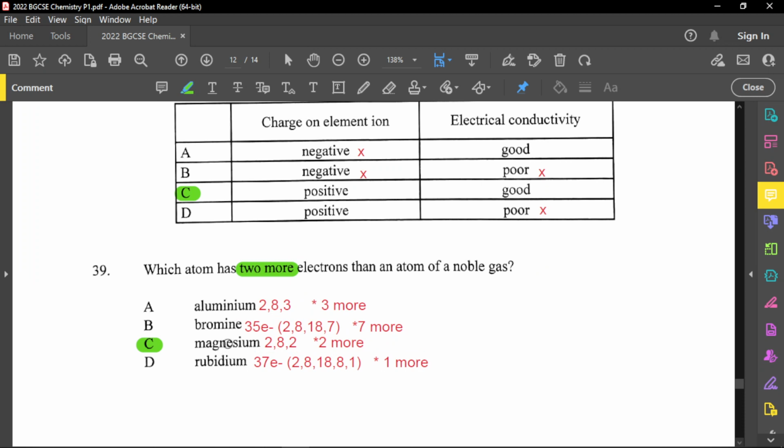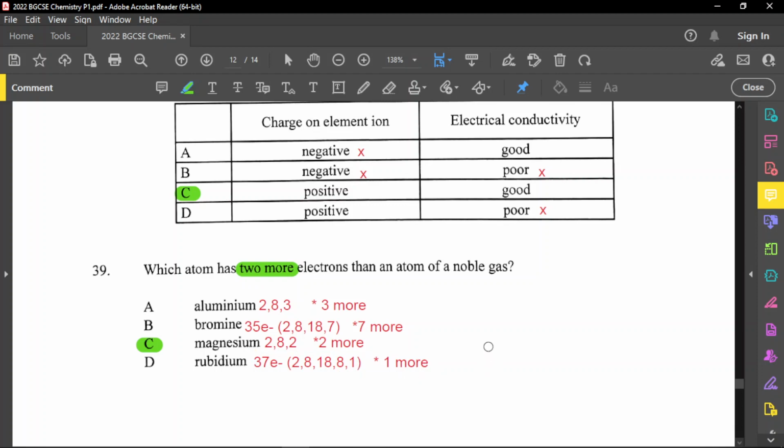Now, magnesium is from group 2, and all of these will have 2 more than a noble gas. And so you have 2A2. If we take off this 2 valence electron at the end, it makes it 2 more than a noble gas. This is a straightforward thing, as I said to you. Rubidium has 37 electrons, and the electron configuration is 2, 8, 18, 8, and 1. So it's in group 1, of course. It has 1 more than a noble gas. So the answer there is actually magnesium.